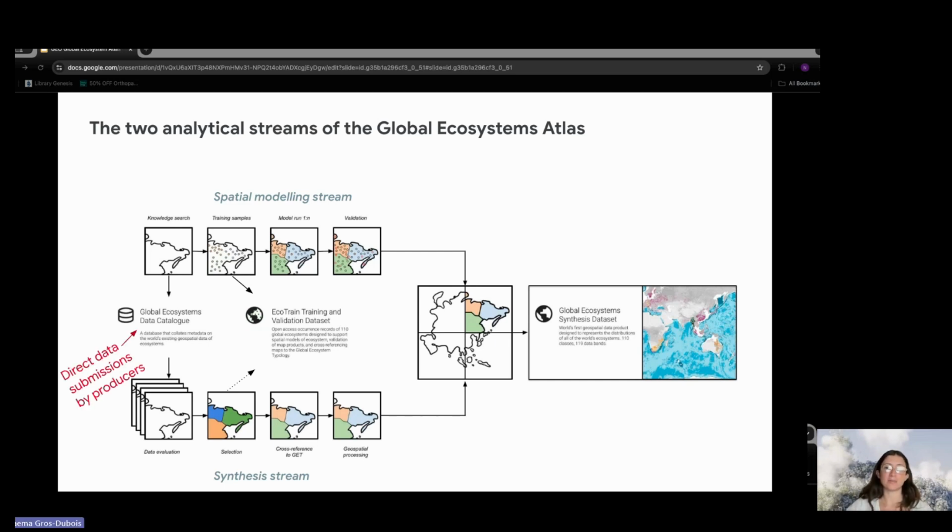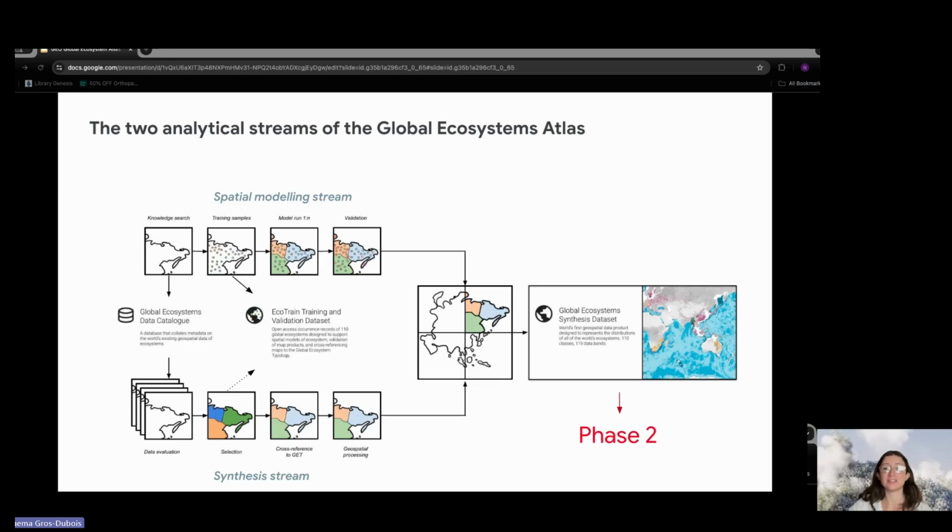Our additional data products include the data catalog, which is available on GitHub, which houses metadata on over 400 datasets that we found so far, as well as our training and validation dataset of 90,000 ecosystem occurrence records, which will also be an open public resource once we publish.